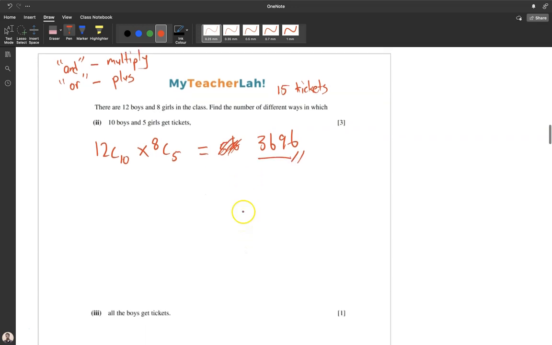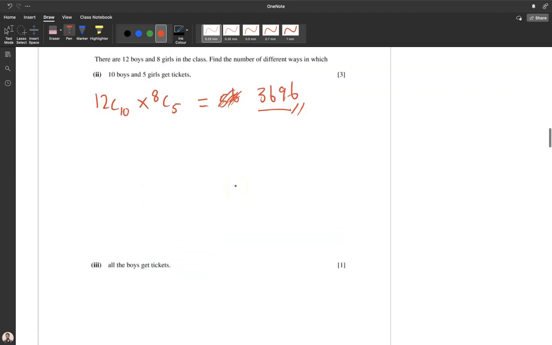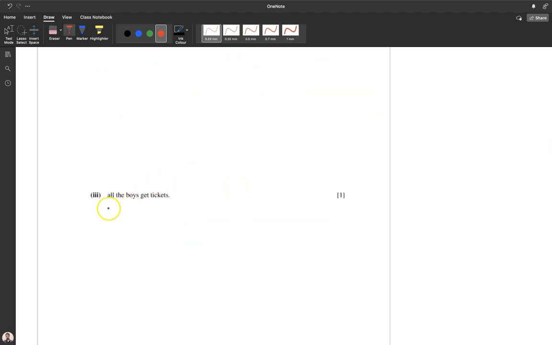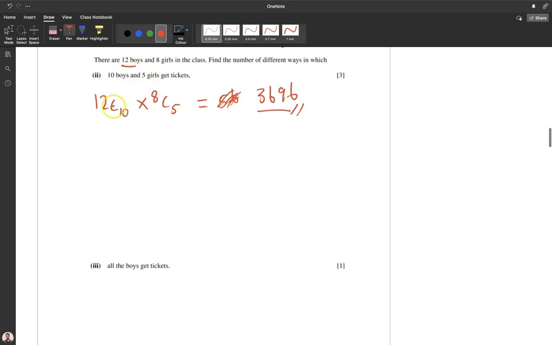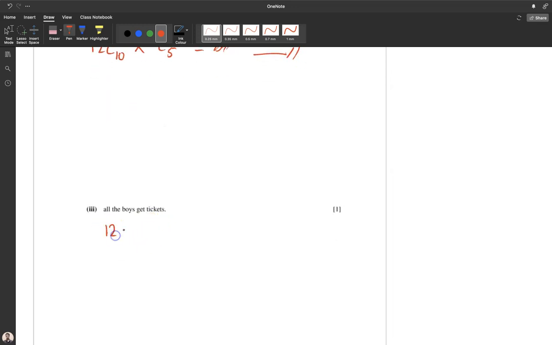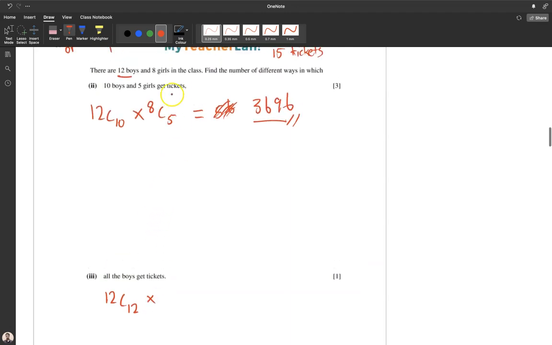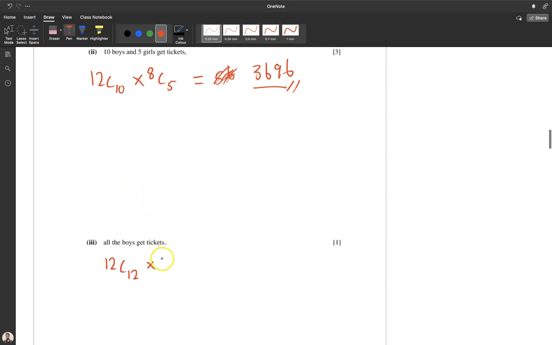Alright, so next one. Still similar part of the question. All the boys must get the ticket. So we have 12 boys here. So if everyone must get a ticket, it should be 12 choose 12. How many tickets are left? We are left with 3 tickets, and we only have girls left. So out of the 8 girls, we need to give away another 3 tickets. All right. So this will give me 56.